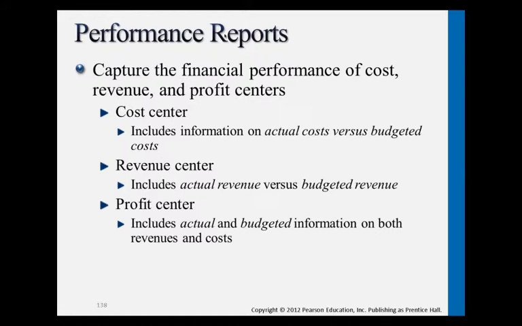Now, our cost center is going to include all the information where the actual costs are compared with budgeted. Our revenue center is our actual revenue with budgeted. And the profit center is where your actual and budget information on both revenues and costs is included. So that's the performance report, three parts of it, right?